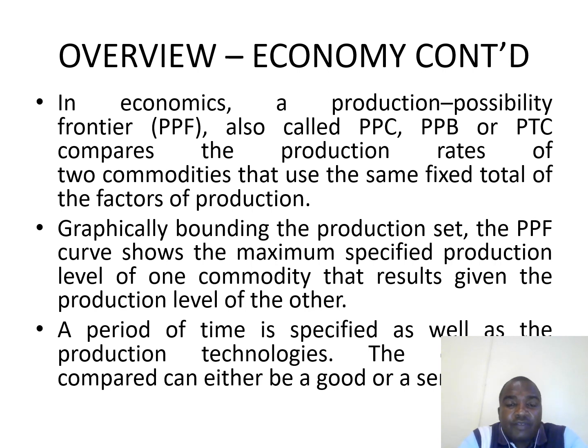So graphically, bounding the production set is this PPC, which is the outermost part of the feasible production region, which means under this curve we have what we can call the feasible production set, all sorts of points of output combinations that can be produced of two goods. A period of time is normally specified, as well as the state of technology, for the PPC to be drawn.